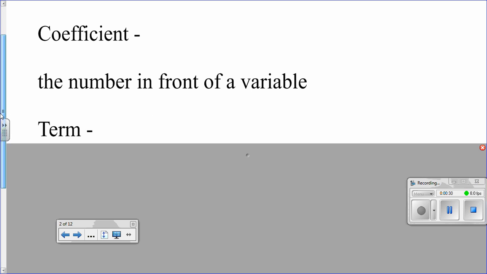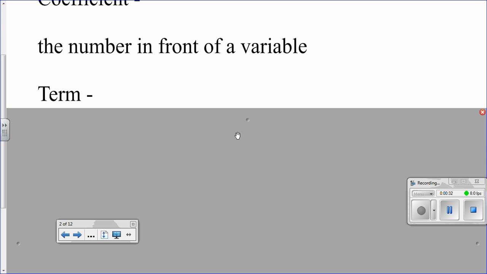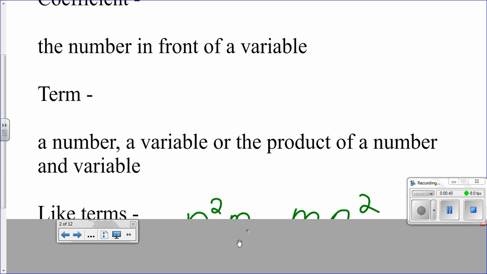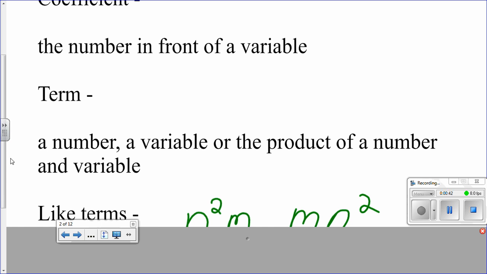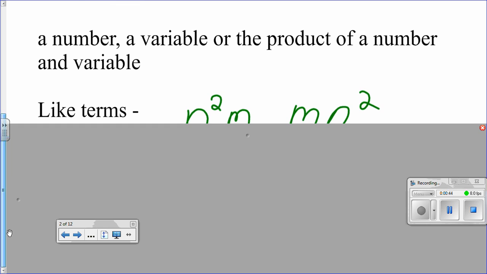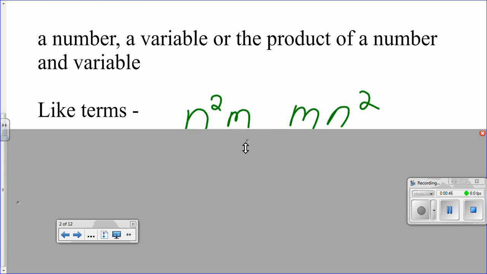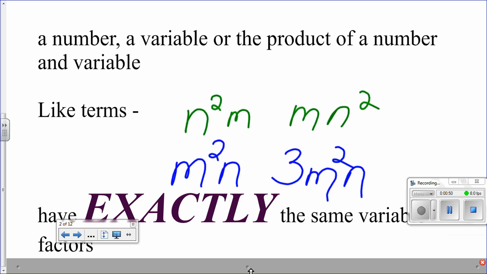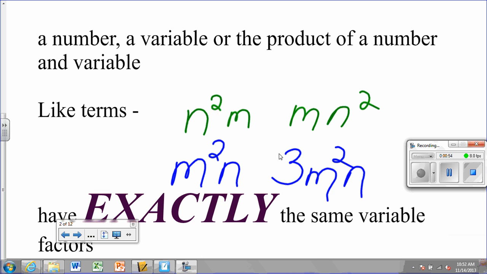A term is a number, a variable, or the product of a number and a variable. Like terms have exactly the same variable factors.